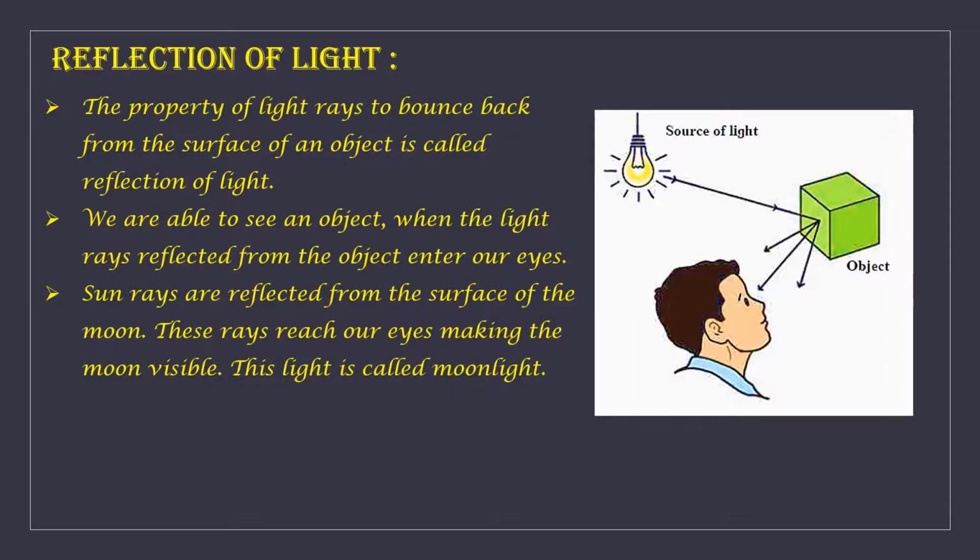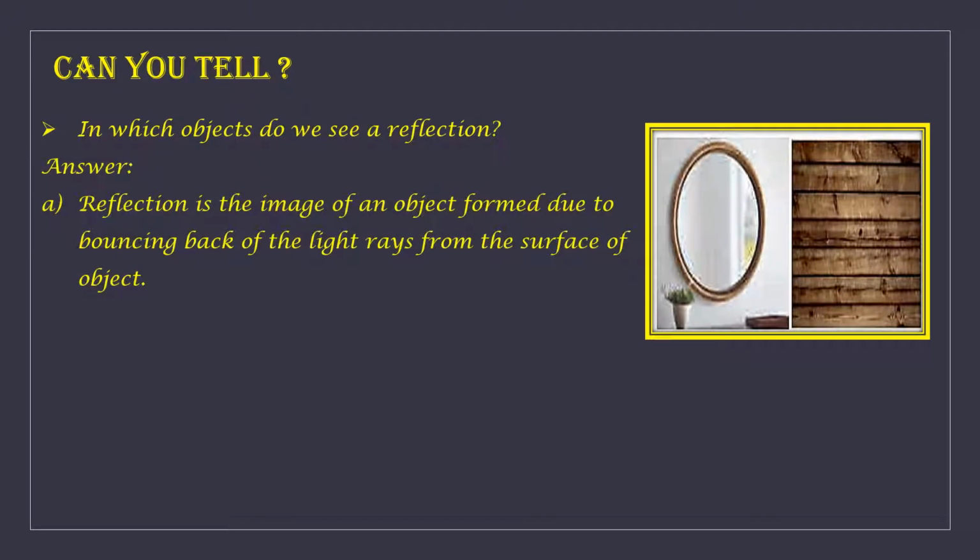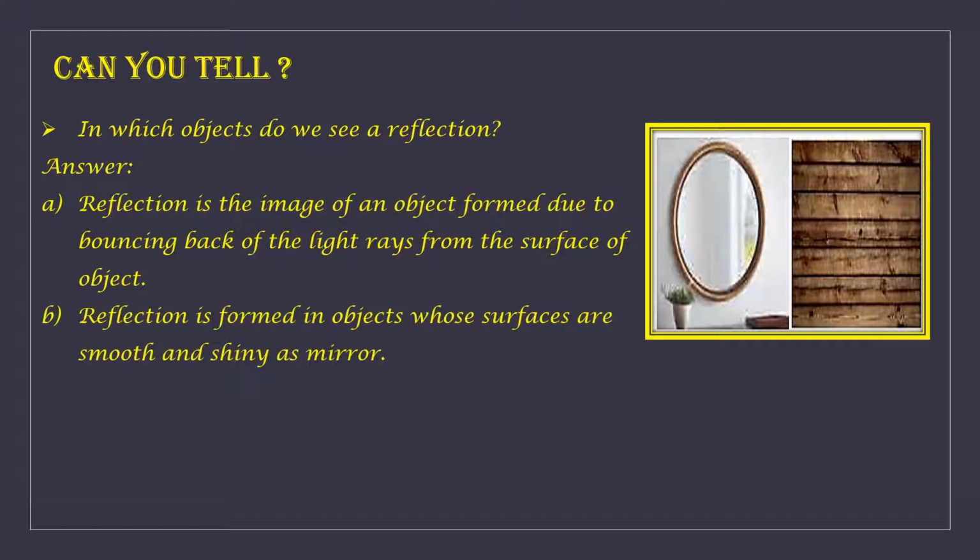And when the surface of a reflecting object is smooth and shiny, we can see our reflection, that is image in that. For example, plain mirror. Students, can you tell that in which objects do we see a reflection? Yes, reflection is the image of an object formed due to bouncing back of the light rays from the surface of object, and reflection is formed in objects whose surfaces are smooth and shiny as mirror.